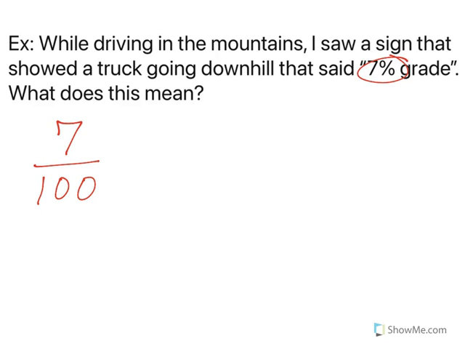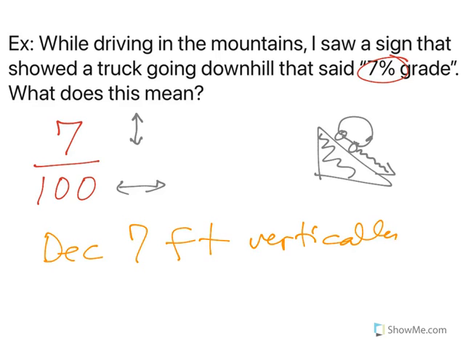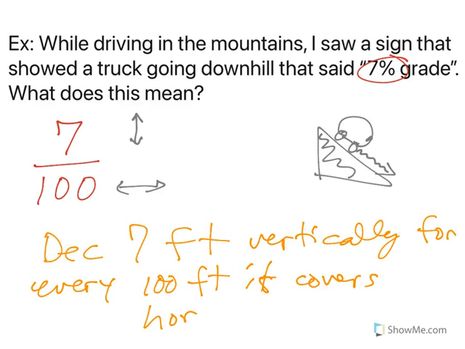And we know that slope, because if we're talking about a mountain, right, and they have the truck going down the hill. There's the front of the truck. It's going down the hill. 7% grade. We know that slope, again, is the vertical change, up or down, over the horizontal change. So what this means is that the truck is going to decrease 7 feet vertically for every 100 feet it covers horizontally.